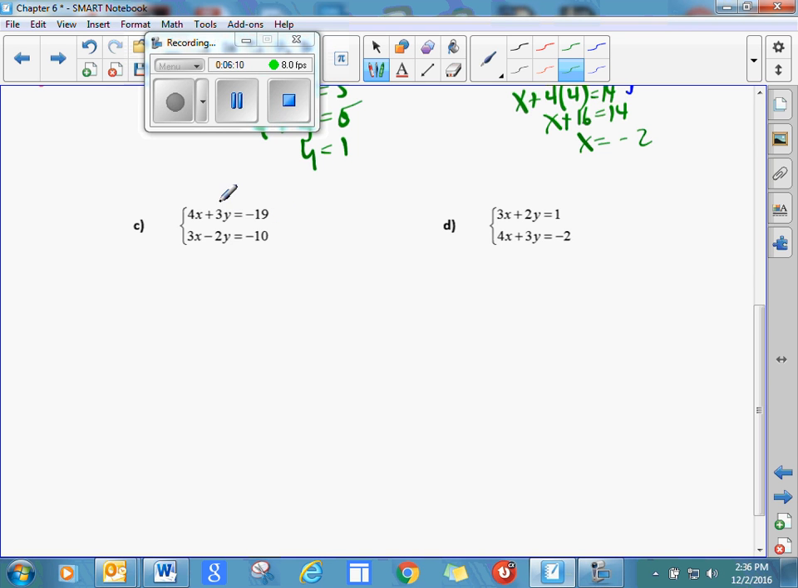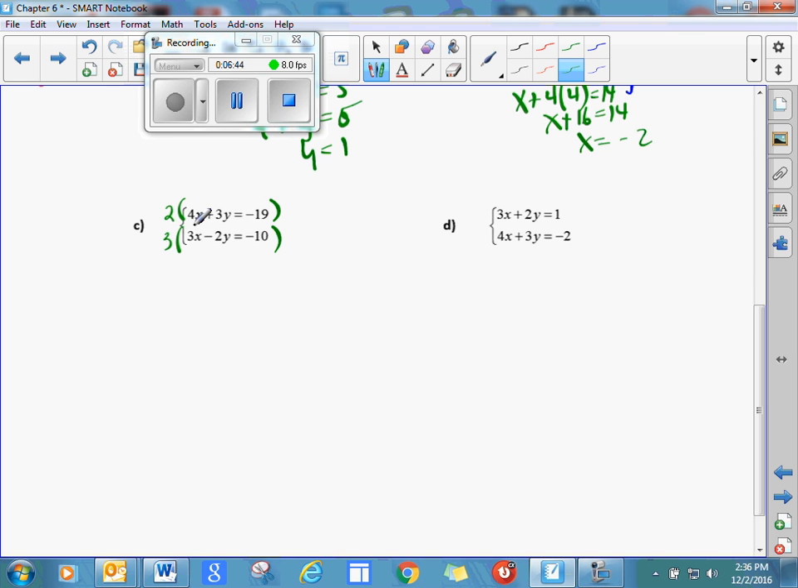I've got a negative and a positive, so maybe I'll work with the y's. And I'm trying to think, well, a common multiple between 3 and 2 is 6. So if I could get a plus 6y and a minus 6y, those would cancel nicely. In order to get a plus 6y, I'm going to multiply this entire equation by 2. And in order to get a minus 6y down here, I'm going to multiply the second equation by +3.